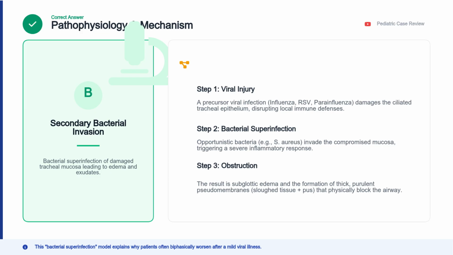Bacterial tracheitis typically follows a biphasic pattern. Initial viral infections, particularly influenza A, respiratory syncytial virus, or parainfluenza, damage the tracheal epithelium and impair local immune defenses. This creates an opportunity for bacterial pathogens to invade the damaged mucosa. The subsequent bacterial infection triggers intense local inflammation, producing thick mucopurulent secretions, pseudomembrane formation, and severe airway edema. This pathophysiology explains the characteristic clinical course of initial viral symptoms followed by acute bacterial deterioration with airway compromise.